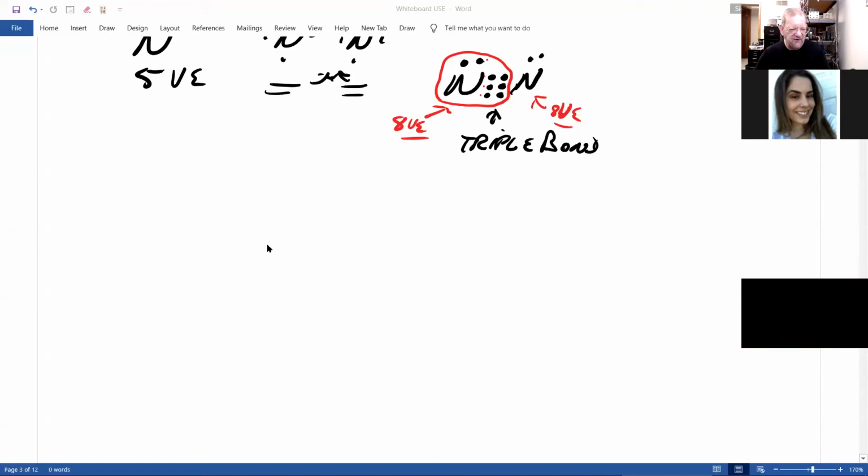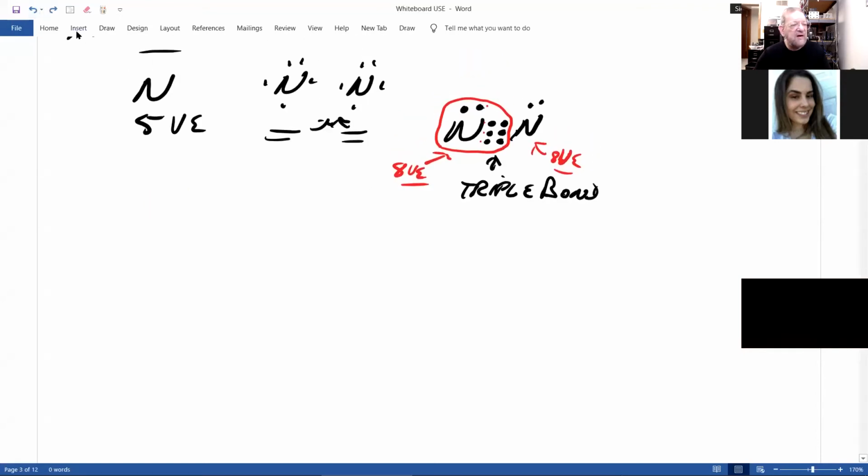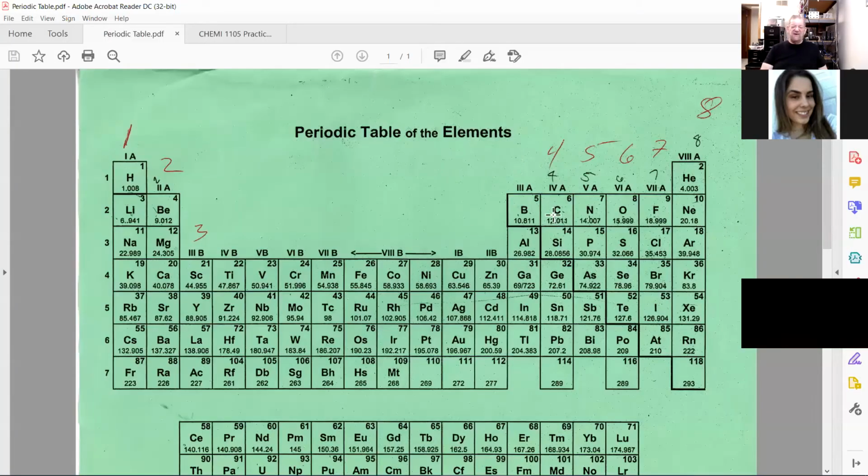Sorry. All right, time for you to try one. Draw the Lewis structure for oxygen gas. First of all, you have to find out how many valence electrons an oxygen atom has. If we look over at the periodic table, hopefully you found oxygen, O, look at top, VI, which is also Roman numeral 6, 6 valence electrons.